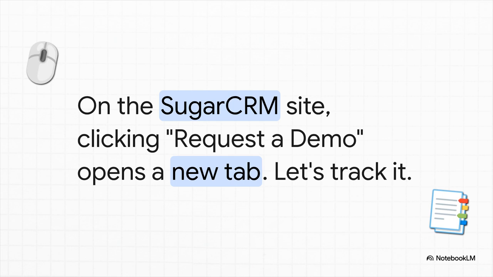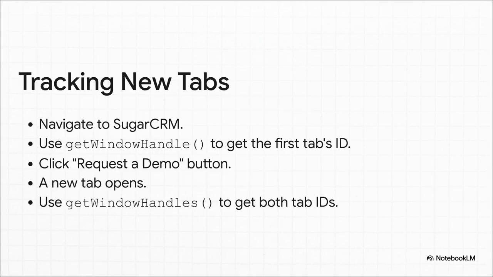Let's put this to the test with another real-world scenario. We're going to the Sugar CRM site. Here, when you click the Request a Demo button, it opens a whole new browser tab. Our script needs to be smart enough to follow along. Okay, so here's the play-by-play. First, the moment we land on the homepage, we use Get Window Handle to get the ID of that first tab. We save it. Then we find and click that Request a Demo button. The second that new tab opens, boom, we immediately call Get Window Handles. Now we have a set with 2 IDs in it, the original one we already saved, and the new one we need to switch to.